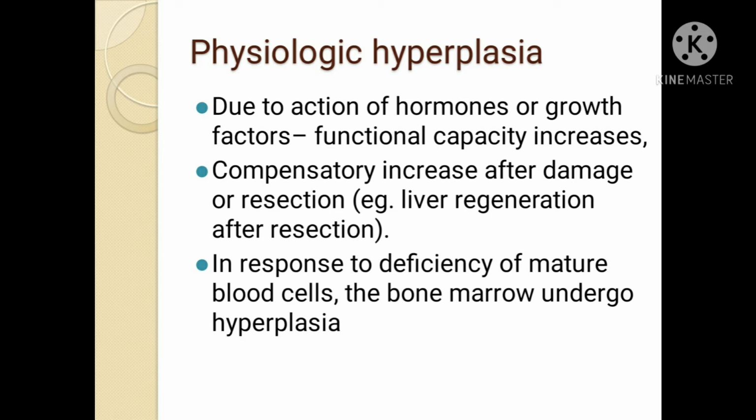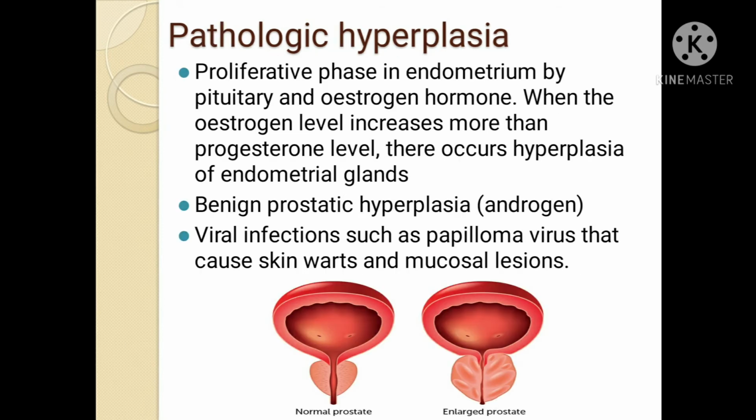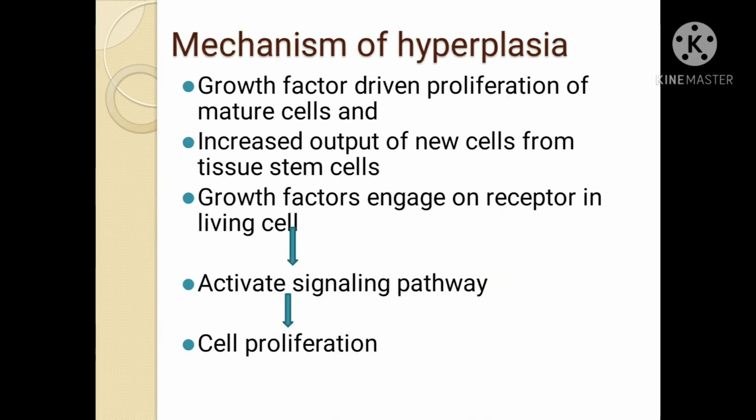Another example is the bone marrow undergoing hyperplasia in response to the deficiency of mature blood cells. An example of pathologic hyperplasia is the proliferative phase in the endometrium driven by pituitary hormones and estrogen. This phase comes to a halt by increasing progesterone level, but when the estrogen level increases more than the progesterone level, there will be hyperplasia of endometrial glands that may develop a risk of endometrial cancer. Benign prostatic hyperplasia is another example, and viral infections such as papillomavirus that cause skin warts and mucosal lesions are also examples of pathologic hyperplasia.